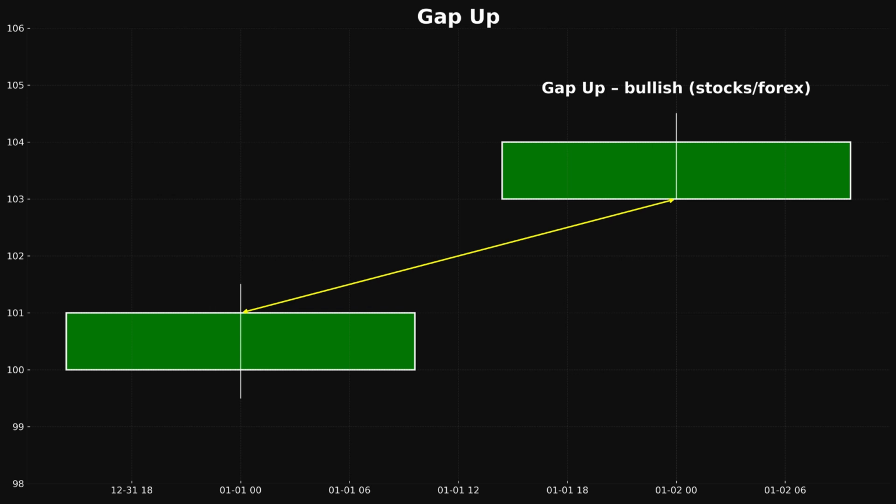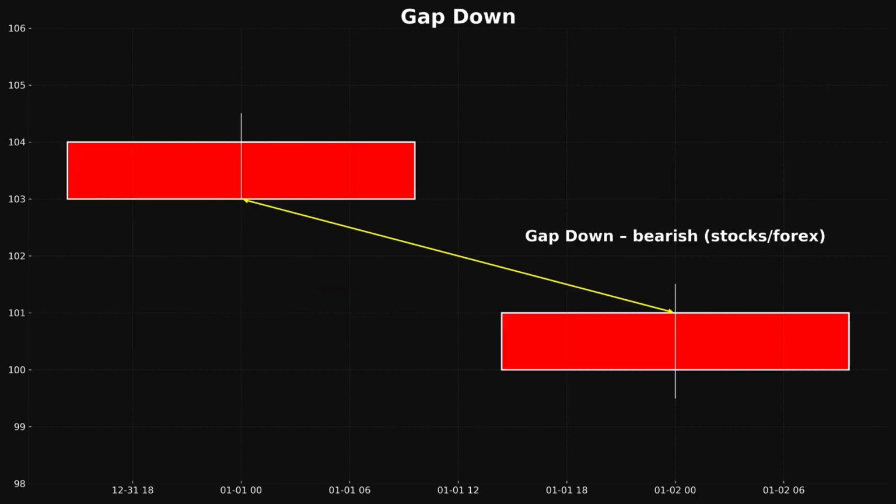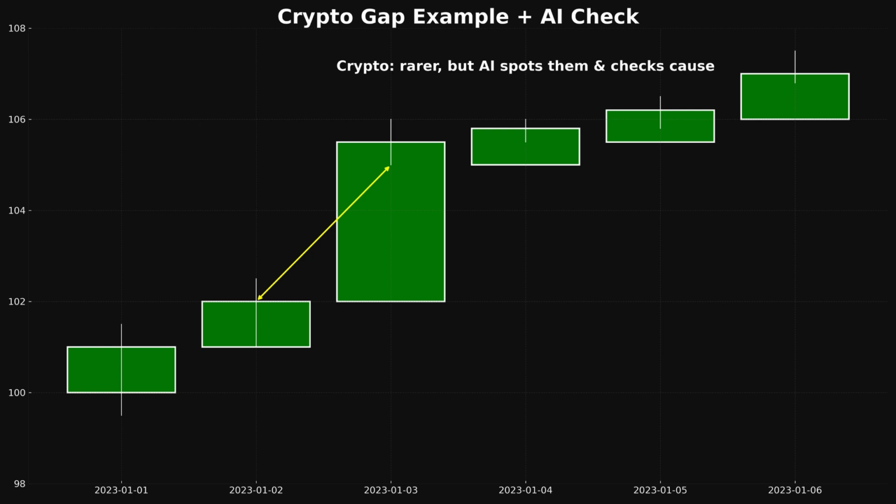Then there are gaps. That's when a candle opens above or below the previous close, with no trading in between. In stocks and forex, gaps often come from news or low liquidity. In crypto, they're rarer, but AI still spots them and checks the cause.